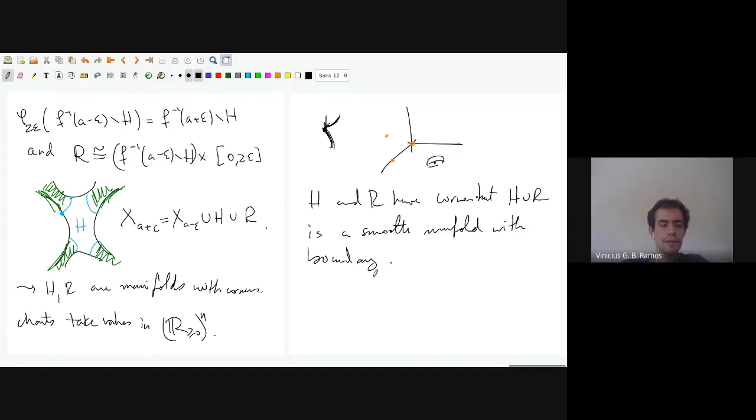So now what I'm going to do is squish this 0 to epsilon direction. I'm going to compress it to 0. So I'm going to create an equivalence relation. Now I'm going to define an equivalence relation as follows.